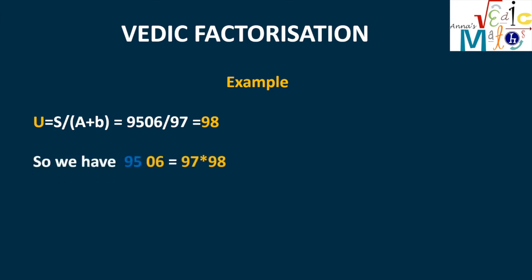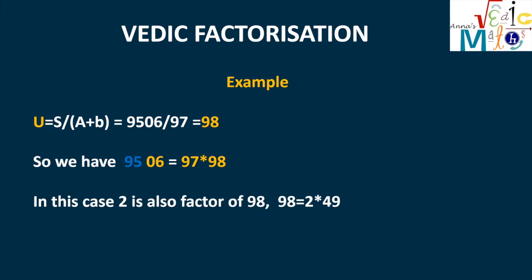So we have that 9506 is the multiplication between 97 and 98. The little b in this case is equal to 2, which is also a factor of 98, and we have 98 equal 2 multiplied by 49. We can do all the factorization: 9506 equal 2 times 7 times 7 times 97.